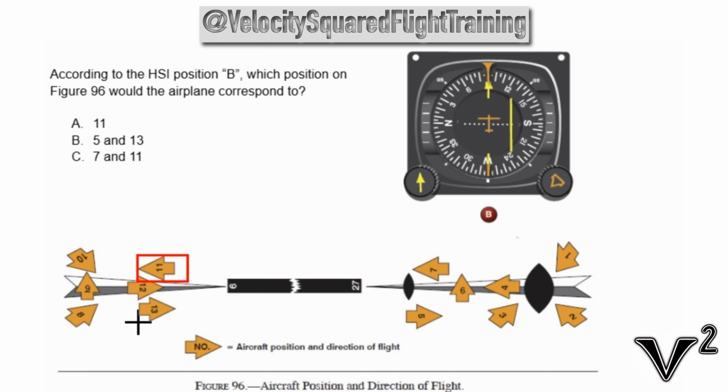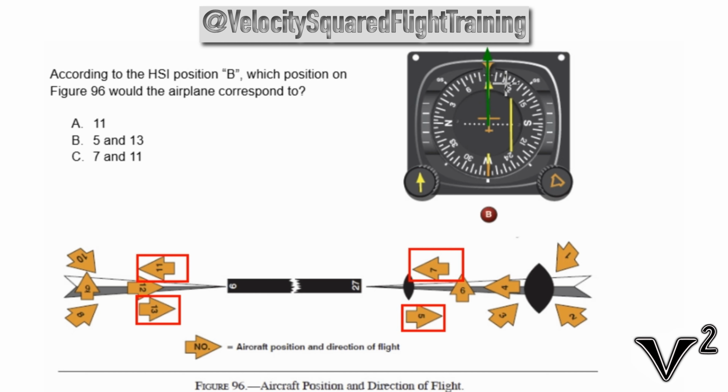5 and 13, so 13's here, 5's here, and then C is 7 and 11. So 7 and 11's already on there. So we're trying to figure out pretty much of these four what's going on. Okay. So the first place to start is just like the last one. What's our heading right now? What's our heading of the airplane?